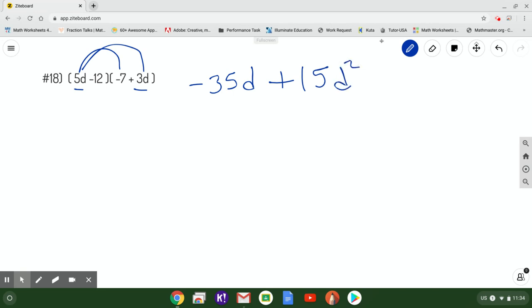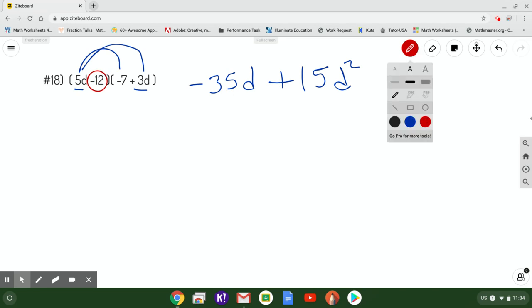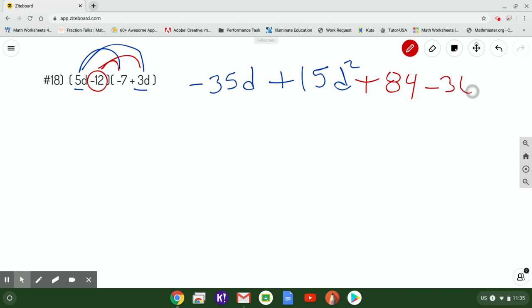And then now you're going to move on to the 12, but the 12 has the minus sign. So you're going to distribute that whole negative. So it's going to be -12 times -7, so that becomes a positive 84. And then -12 times +3, so that's going to be minus 36D.